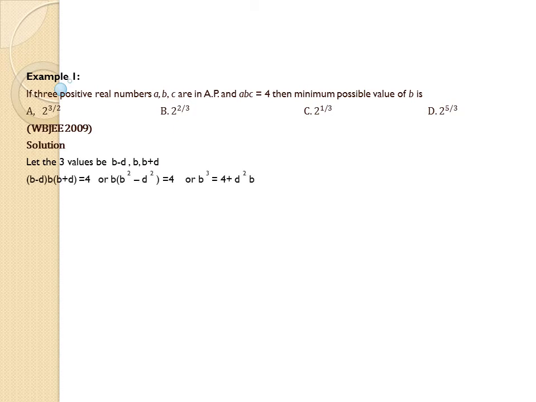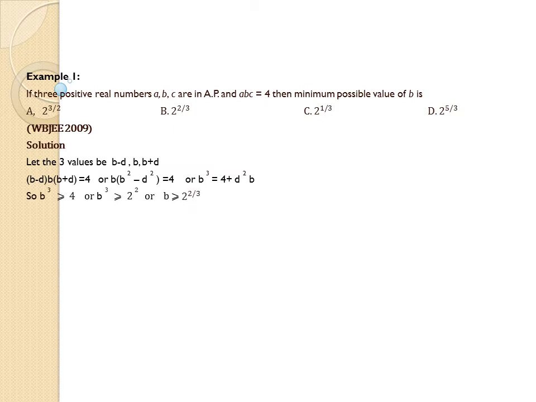Now I have been given that abc equals 4, that is, the product of the three numbers equals 4. So the product will be b minus d into b into b plus d equals 4. That means b common, and b minus d into b plus d means b square minus d square. So b into b square minus d square equals 4, which means b cubed equals 4 plus b d square. I am just taking d square b to the right hand side.